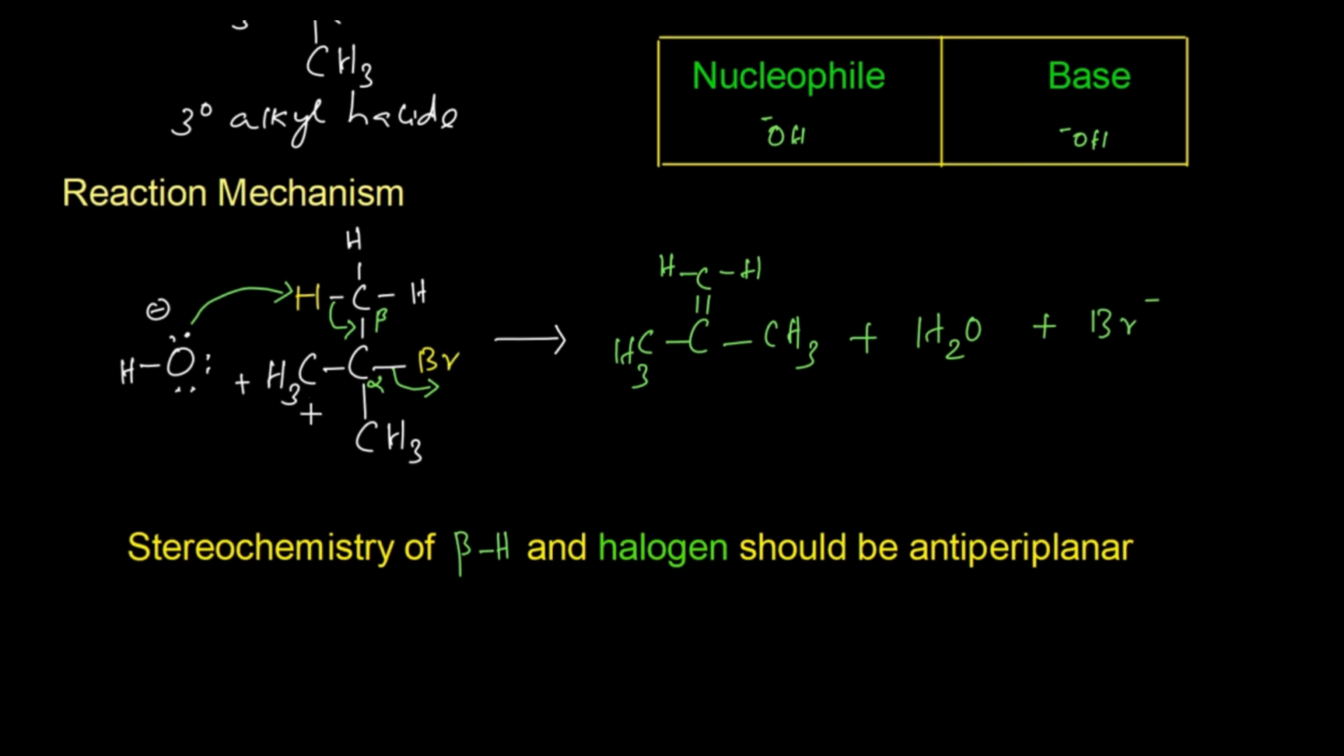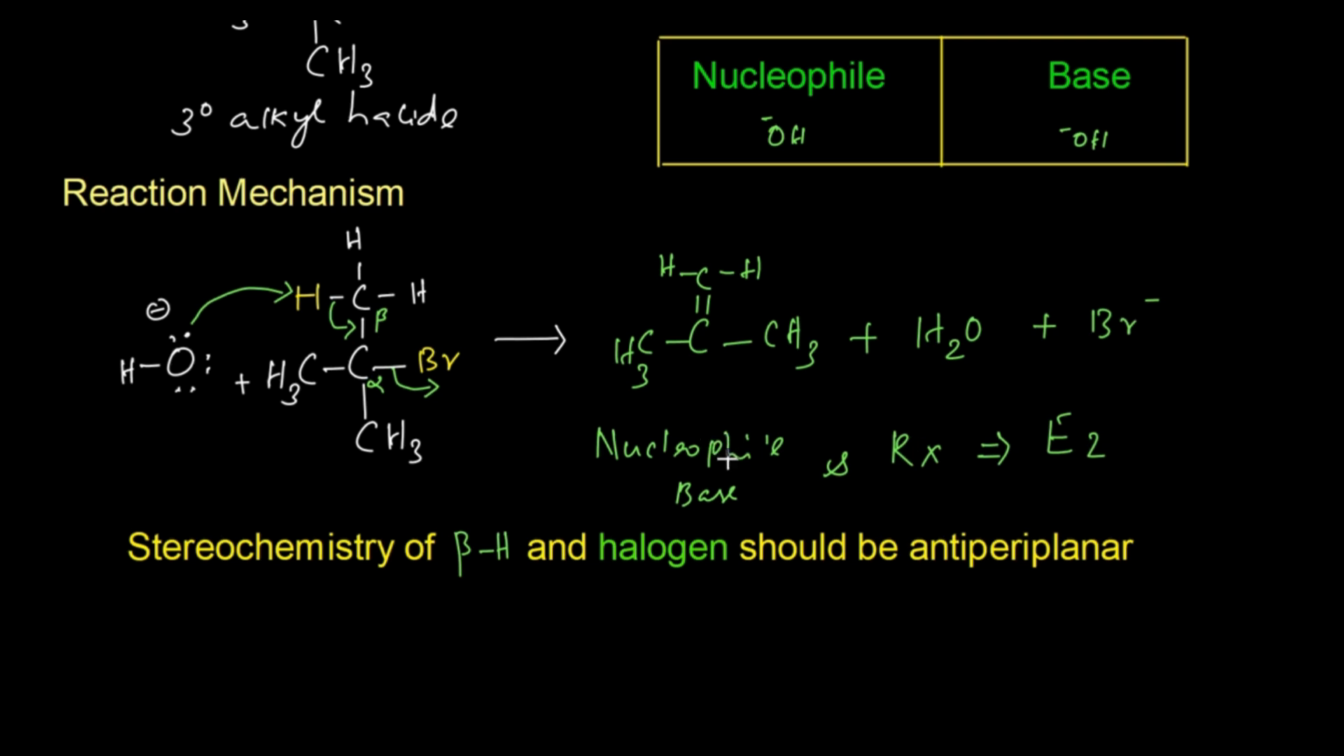Here the rate of reaction depends on both reactants, that is the nucleophile, or else you can call it the base, since it is acting as a base here, and the alkyl halide. So why is this reaction called an E2 reaction? 2 stands for bimolecular and E stands for elimination. That is why it is called a bimolecular elimination reaction.